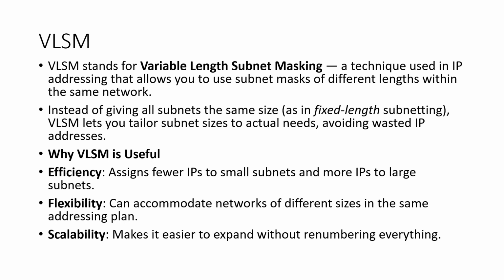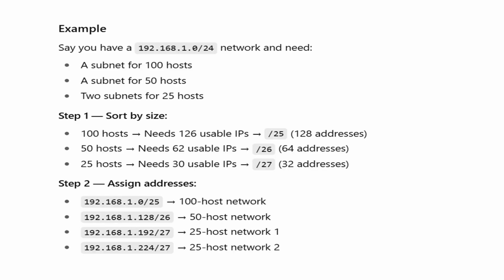The reasons are, first, efficiency: it assigns fewer IPs to small subnets and more IPs to large subnets. The second advantage is flexibility: it can accommodate networks of different sizes in the same addressing plan. Scalability is the third advantage: it makes it easier to expand without renumbering everything.